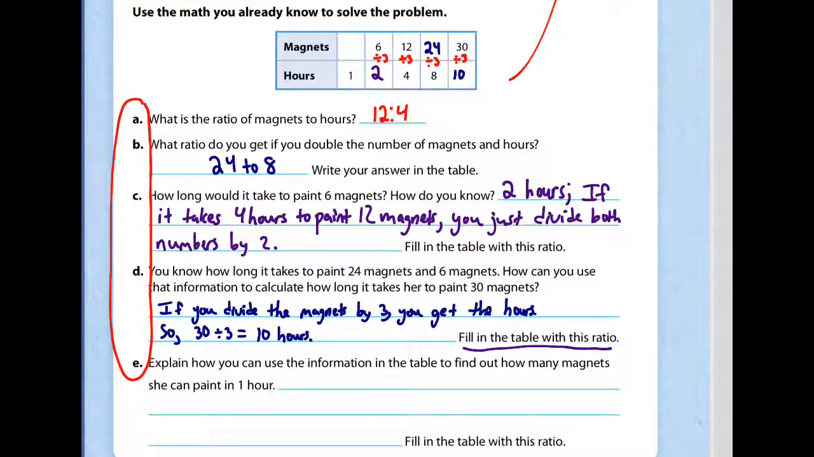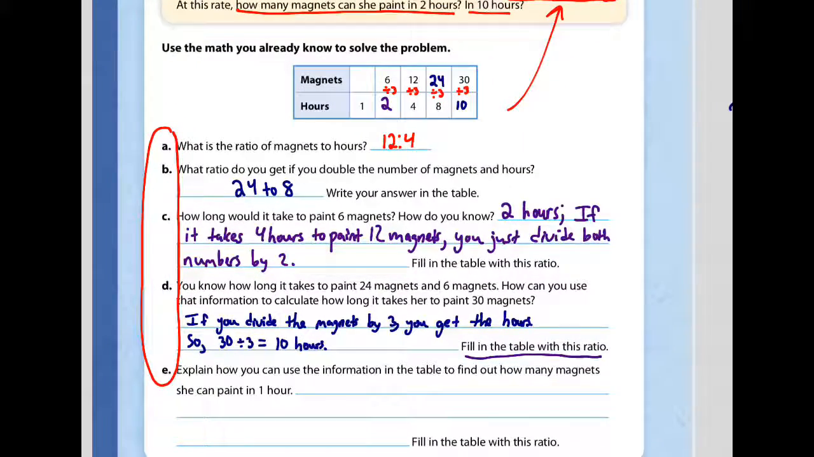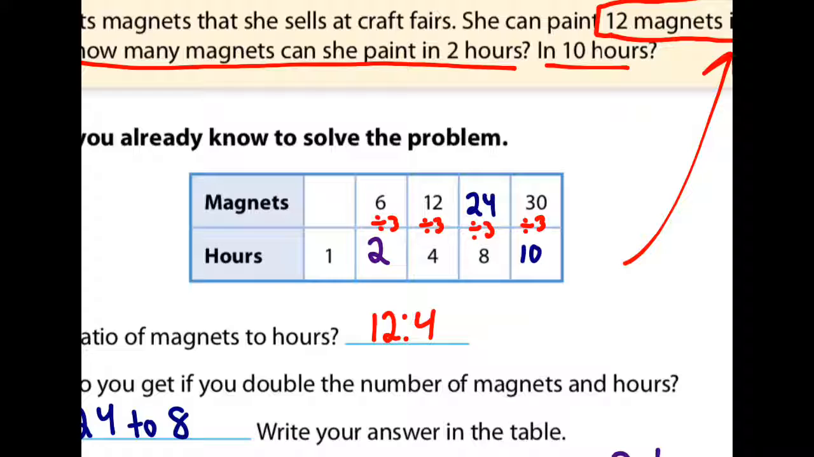And last, E. Explain how you can use the information in the table to find out how many magnets she can paint in 1 hour. Now, by now, most of the table is filled out, and you could get the answer in many different ways. Let me show you a couple. One is, if you notice the number of hours times 3 gives you the number of magnets. 8 times 3 is 24. 4 times 3 is 12. 2 times 3 is 6. And 1 times 3 will be 3. So I know my answer is 3.